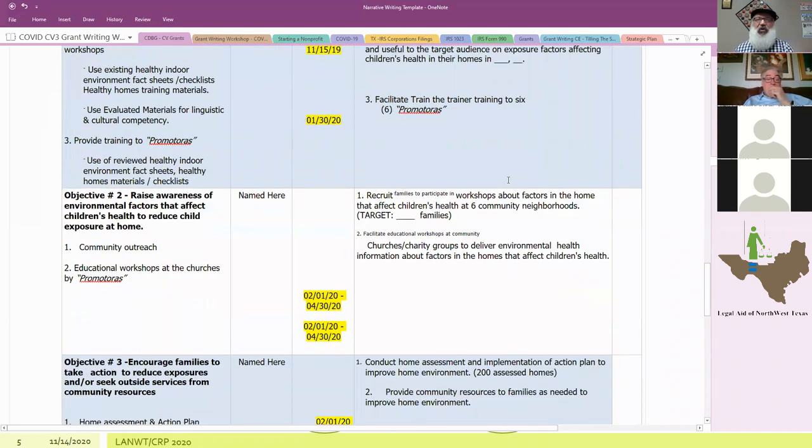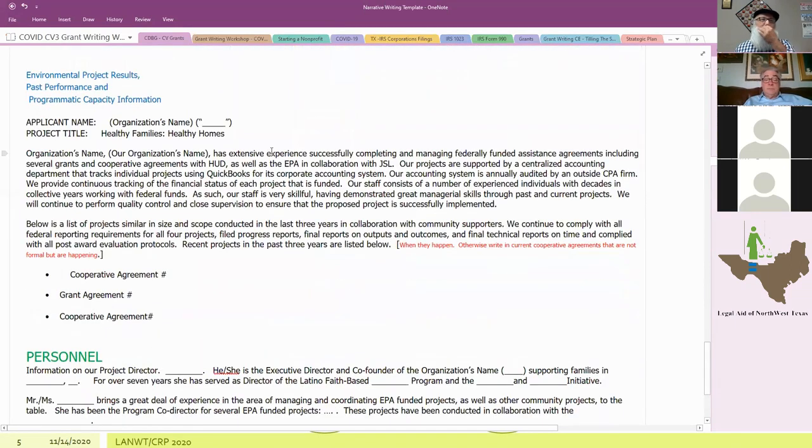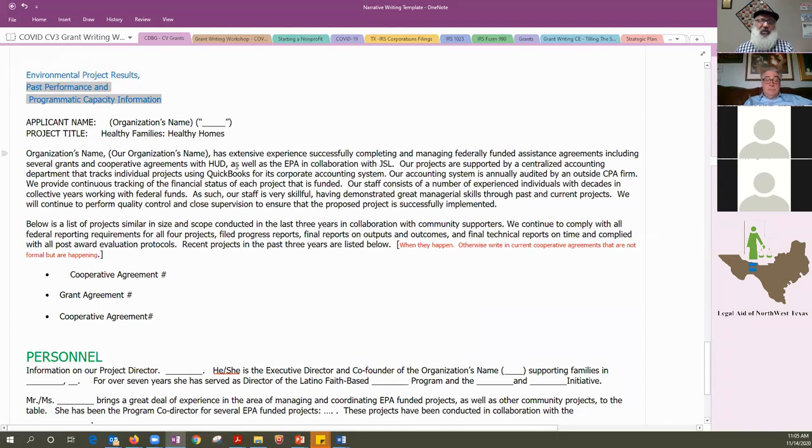So this is a template for you. Again, it's in Word, so you can play with it and have it all in one document. Environmental project results, past performance, and programmatic capacity information. Nancy was speaking about how, if you have a history, if you don't start writing your history, it'll never exist. This will help you when you look at the questions in the actual grant. Come in here and set them in a nice order so that you can have a narrative that explains your past performance.